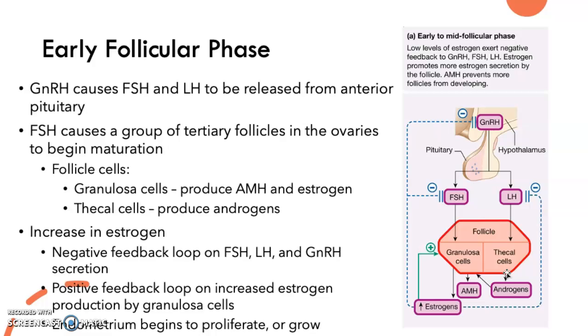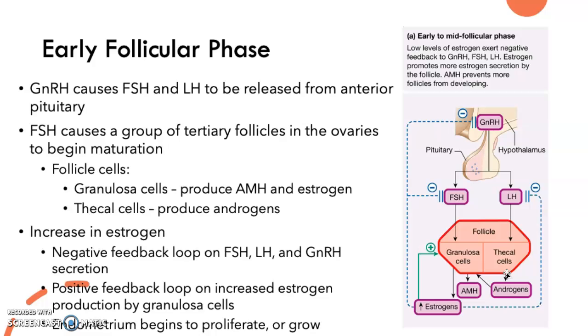And then the negative feedback loop on FSH, LH, and GnRH secretion prevents multiple follicles from growing. We only want one follicle to grow. And then there's a positive feedback loop on increased estrogen production by granulosa cells.